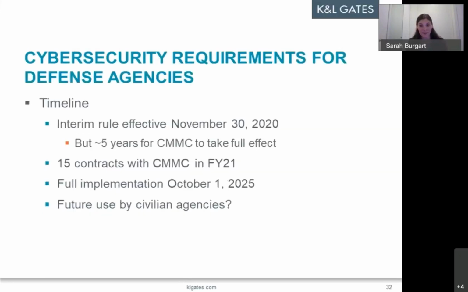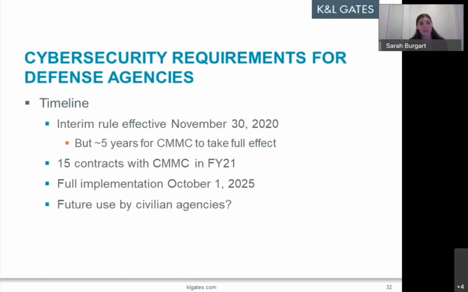So this all sounds rather intimidating, I think, but the requirements that I've just gone through are going to be implemented gradually over the next 5 or so years. So an interim rule that does allow DoD to put CMMC requirements in contracts was effective November 30th, 2020, but DoD has been clear that it's planning to roll out full CMMC requirements over the next 5 years. So within the next year or so, DoD has said that it's going to have 15 contracts with CMMC in fiscal year 2021, and that doesn't just mean that 15 contractors would need to have this certification level, because you have all those subcontractors underneath.